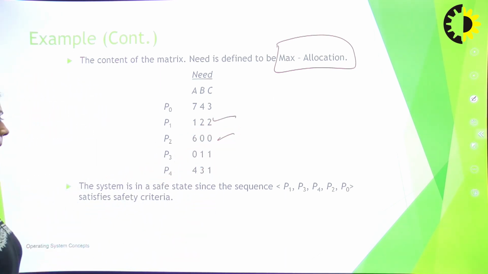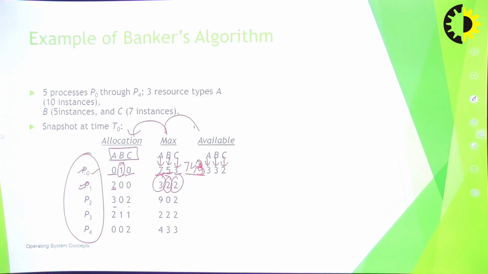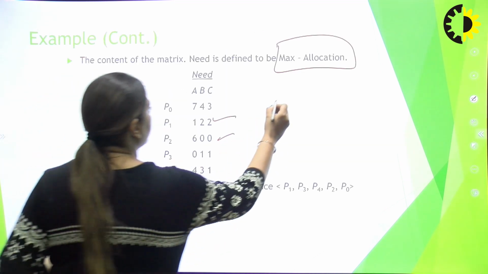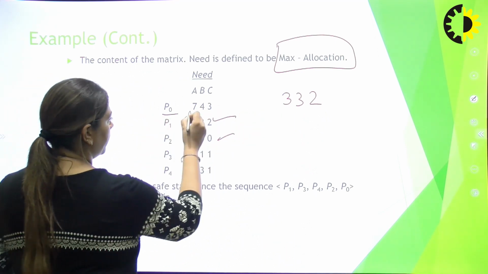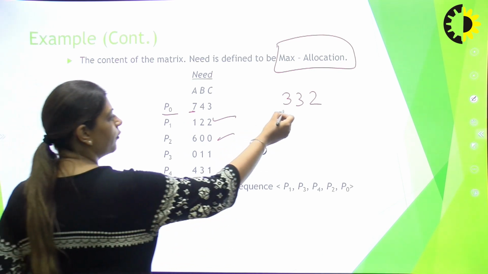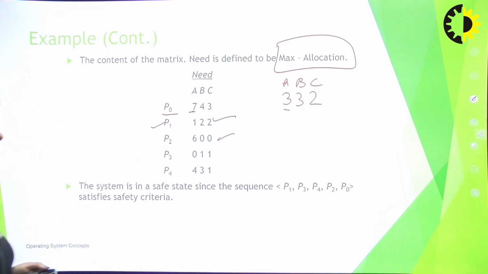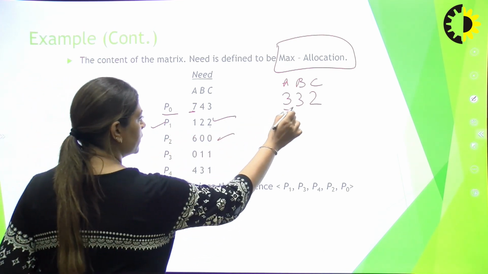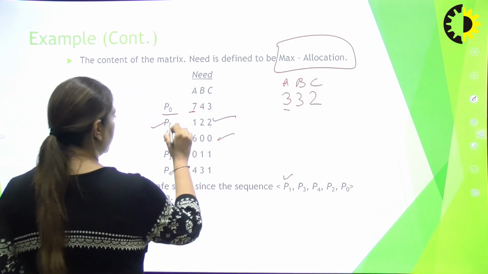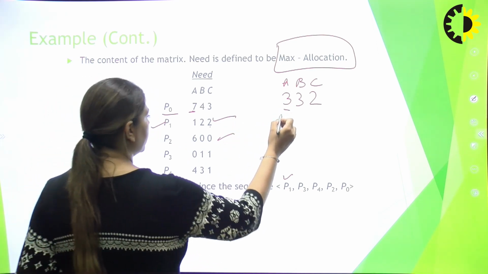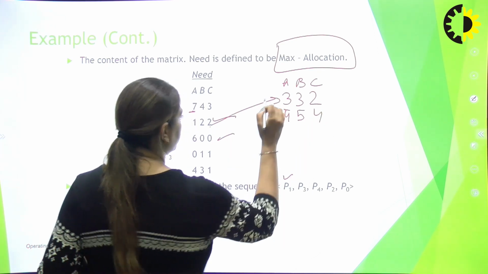Now this need is compared to the available, 3 3 2. First is P0, we cannot satisfy it because A requires 7 instances and we have only 3, so it will not be satisfied. P1 can be satisfied because it requires 1, 2, 2, which is less than 3, 3, 2. So P1 is in the safe sequence, and it will return all its resources. The available resources now are 5, 3, 2 plus the returned ones, and we add these resources to this.